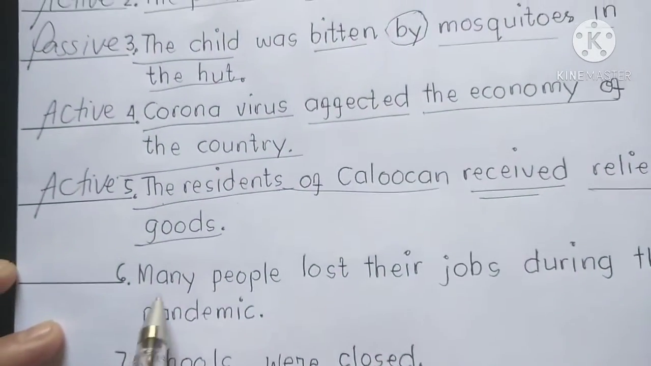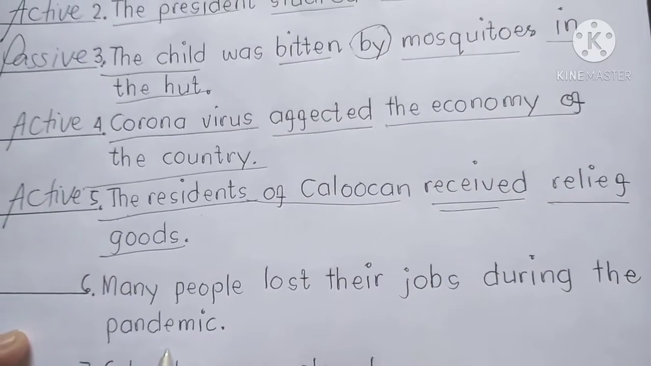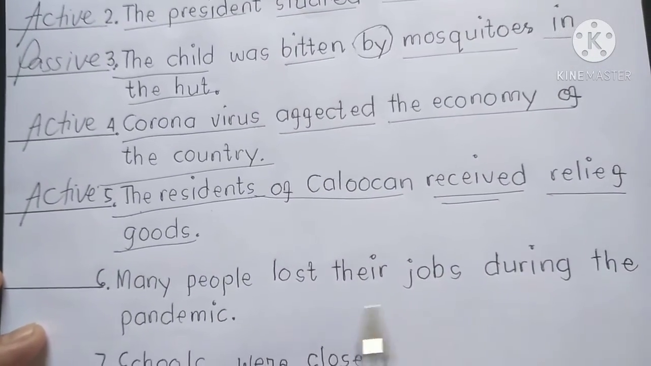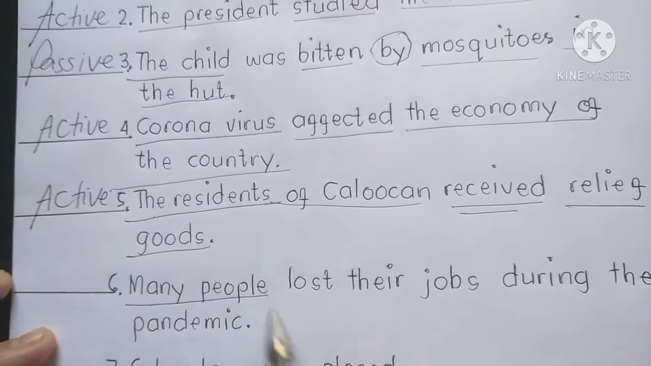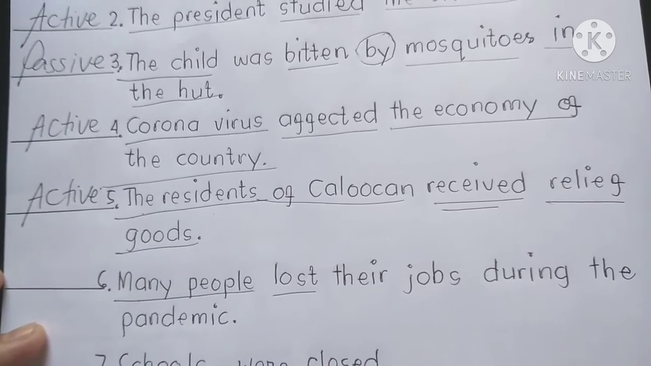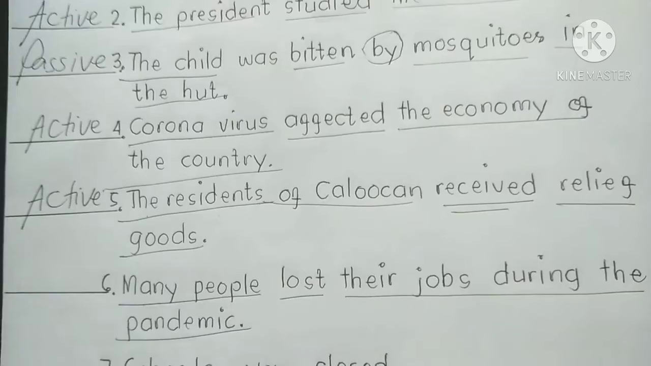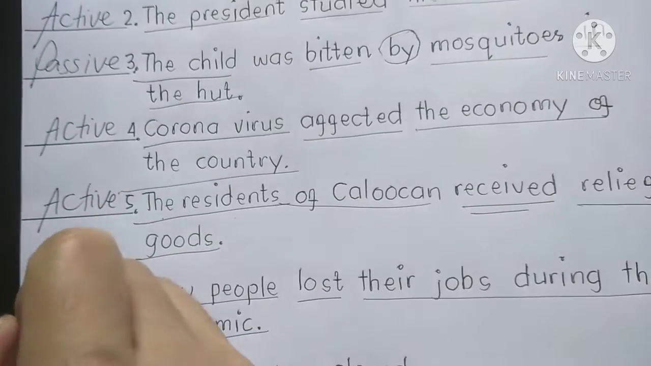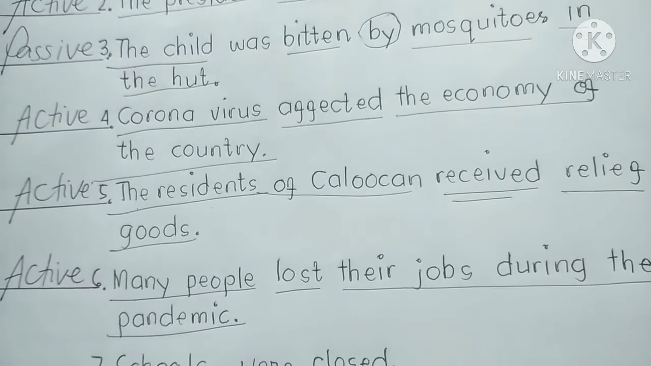Number 6. Many people lost their jobs during the pandemic. The subject here, class, is many people. Our verb here is lost. Okay, their jobs during the pandemic is our predicate. Absolutely, our sentence is in the, what voice is it? Active.